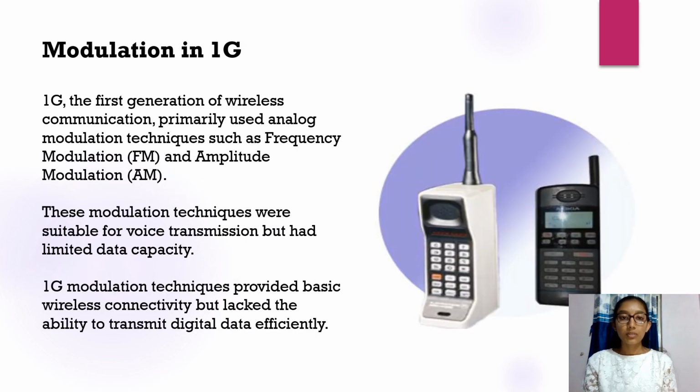Let us discuss modulation from 1G to 5G. Modulation in 1G. The first generation of wireless communication primarily used analog modulation techniques such as frequency modulation and amplitude modulation. These modulation techniques were suitable for voice transmission but had limited data capacity. 1G modulation techniques provided basic wireless connectivity but lacked the ability to transmit digital data efficiently.